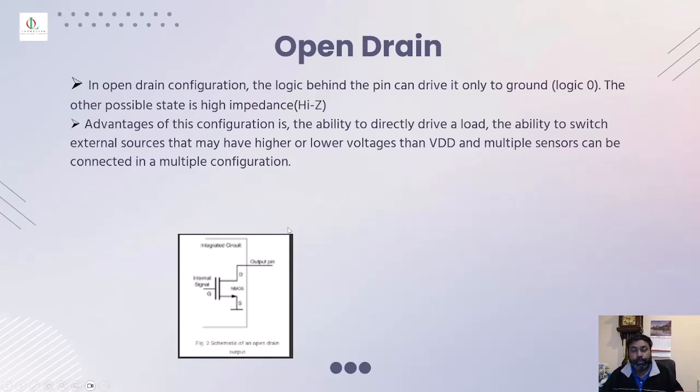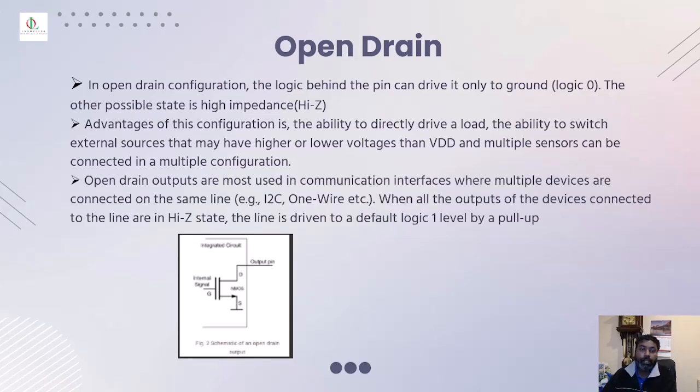So if you take 8051, all the GPIO pins are configured with open drain because it's just how they're manufactured, and that's how they program on that. Open drain outputs are most widely used in communication interfaces where multiple devices share the same bus line. For example, in I2C, one master will be connected to a lot of slaves through a two-wire line, the SDA and SCL, which you will learn in later stages.